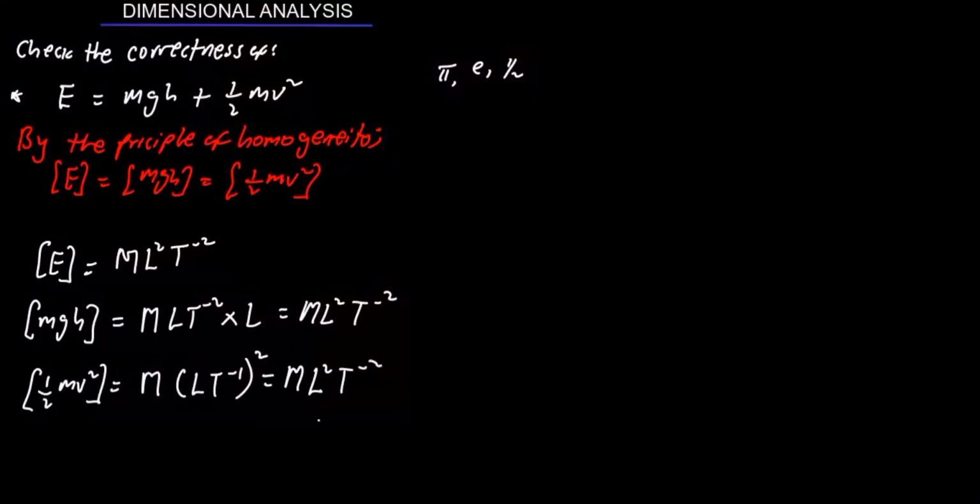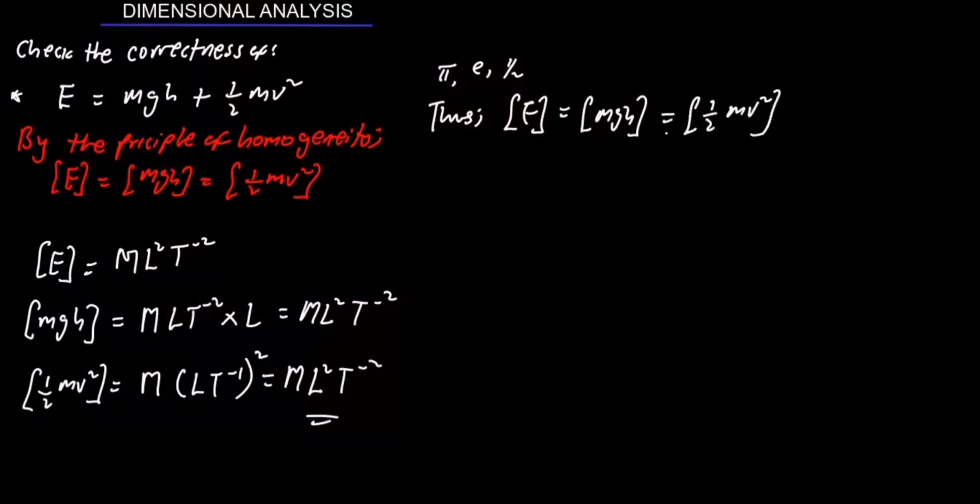And you can see that the equation is dimensionally correct because the dimension of this is equal to the dimension of this and also equal to the dimension of what? This. And that's correct. So take this task. I can comment on your answer. The task is this. Check the correctness of this equation.